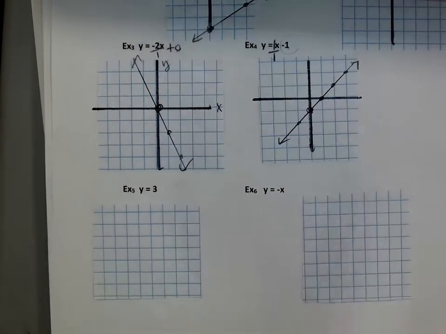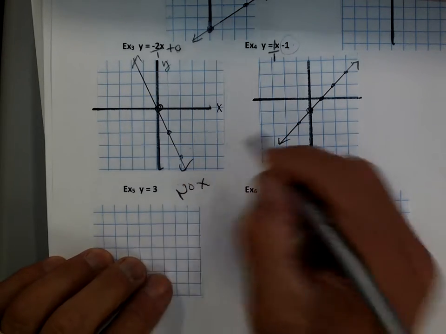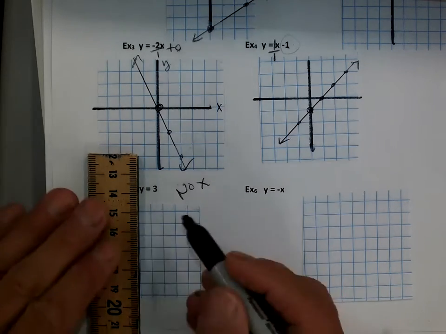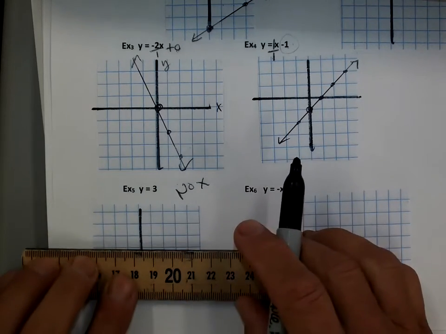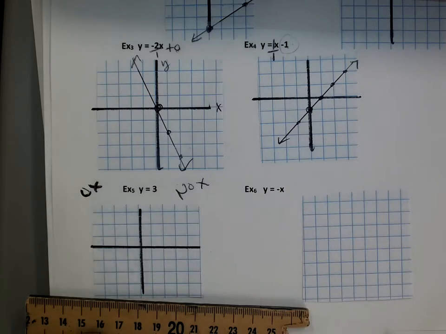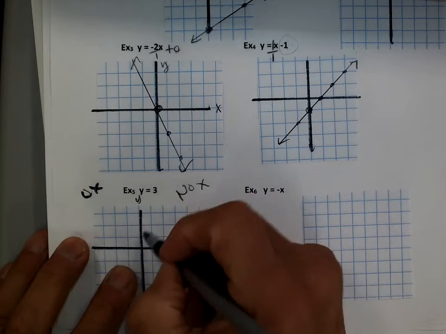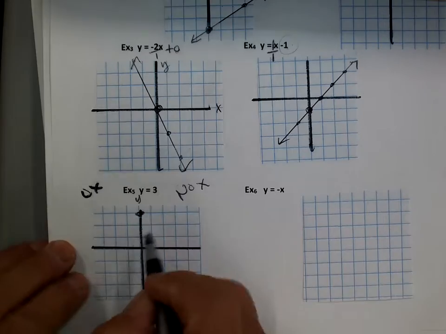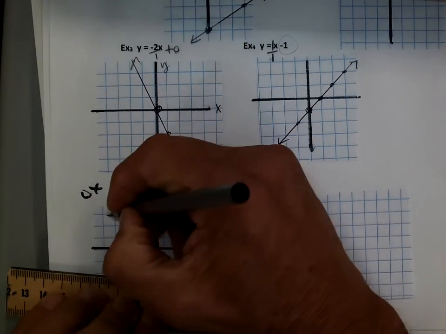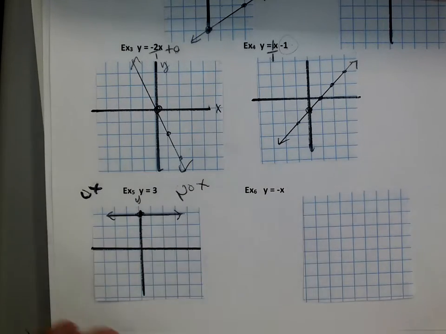Okay, example 5. It does not have an x. No x. Okay, so we're going to go up 0. How's that work? Well, if it has no x, think about this as 0x. That means it's going to go up 0. So we're going to go up to 3. Here's my y equals 3. And if I go up 0, I'm going to go straight across, a horizontal line. That's my graph. Y is always equal to 3.